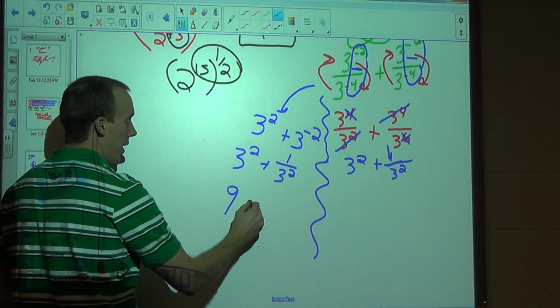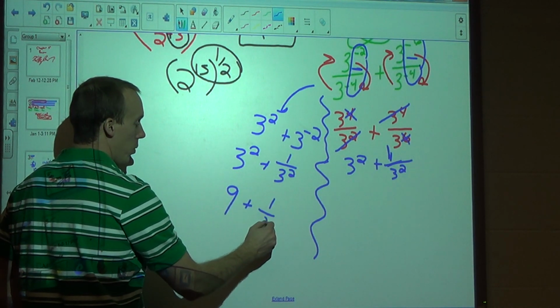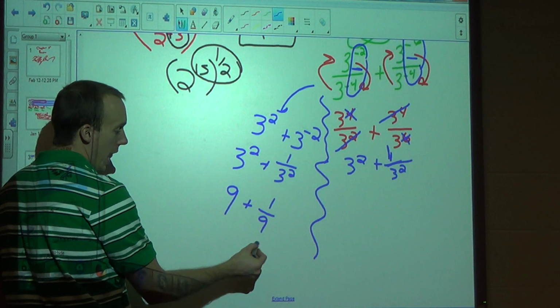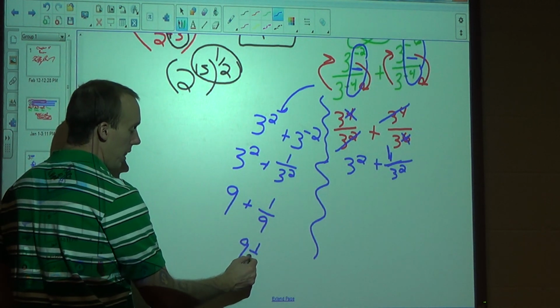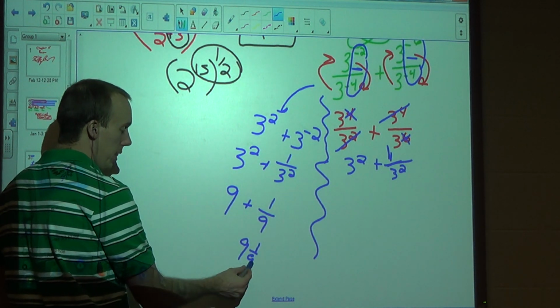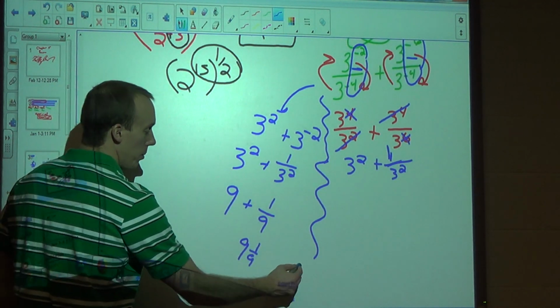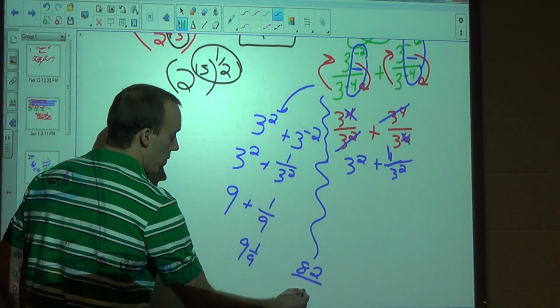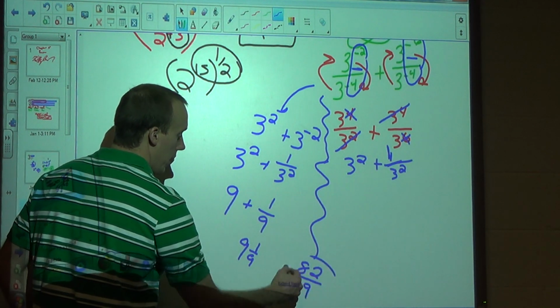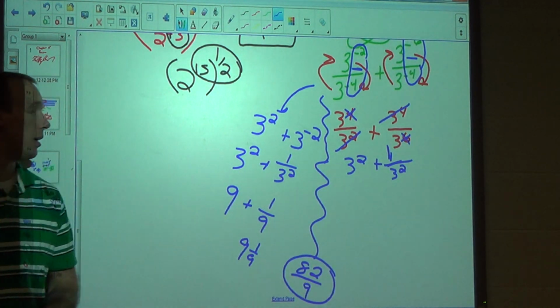9, and then plus 1/9. So 9 and 1/9, or if you combine it into one thing, it would be 9 times 9 here, which is 81, plus 1 more would be 82 over 9. And that would be my answer.